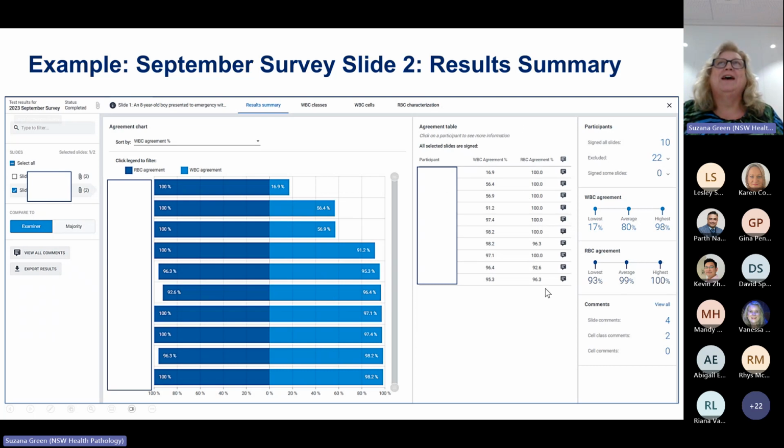In the middle here, it also shows you the same results in a different aspect, as the chart. From this one, there were 10 participants that actually completed the test. 22 did not attempt it. And of that, the lowest agreement was 17%, the highest 98%, 93% for reds, and 100% at the other end. What we have here, all these little boxes, are our feedback to our participants on the results.